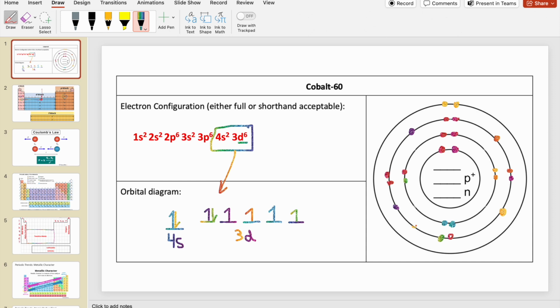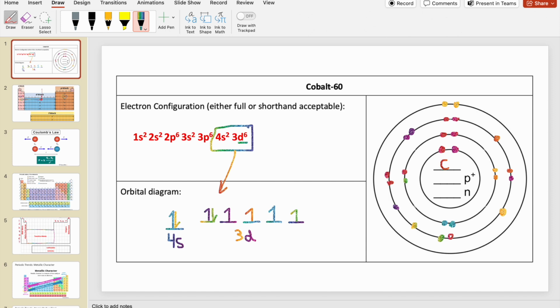Now these don't have to be perfect. As long as you spread them out, you're good. And then you have 1 pair, so you're just going to pick 1 to pair up. So make that your 6th one. And that is the electron configuration and the way they look for cobalt.